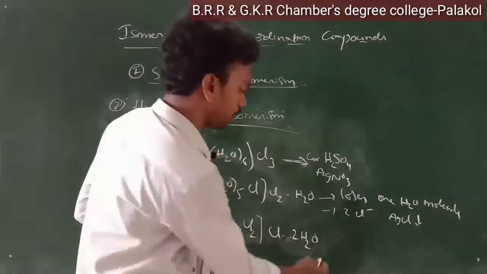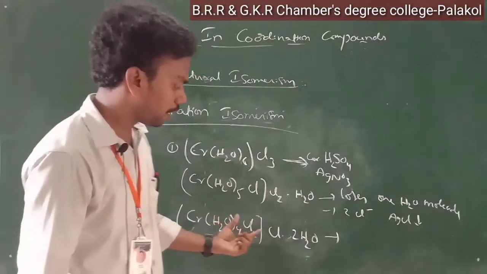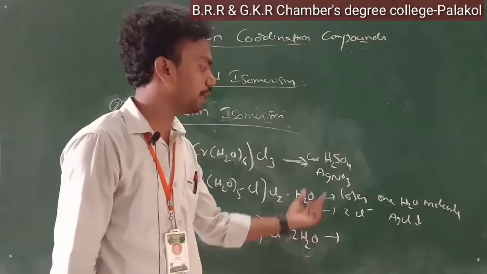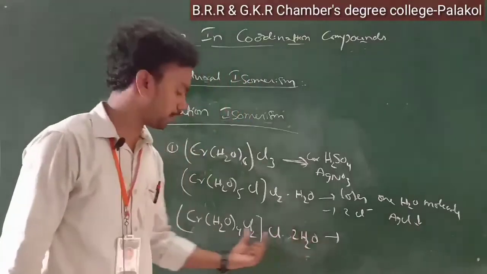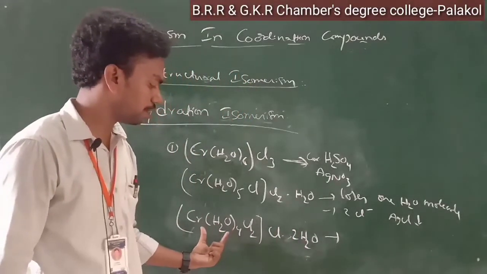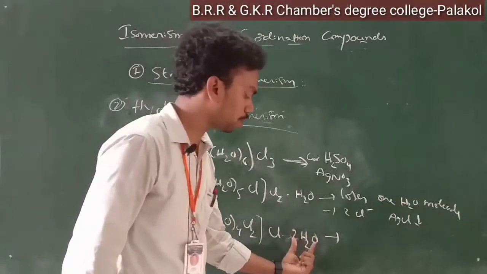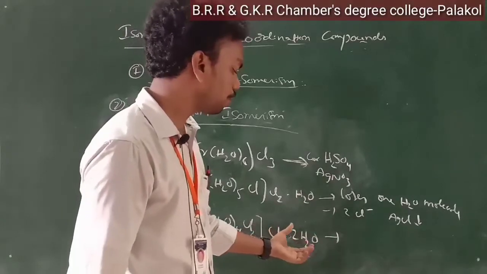Okay. Next, coming to the third complex, here it loses 2 water molecules on treatment with concentrated sulfuric acid, because 2 water molecules are out of the coordination sphere. So 4 water molecules are in the coordination sphere, and 2 water molecules are out of the coordination sphere. Only these 2 water molecules react with sulfuric acid and they are removed from this complex.